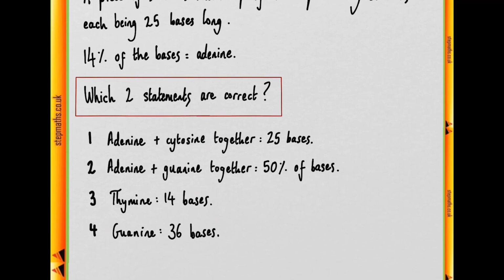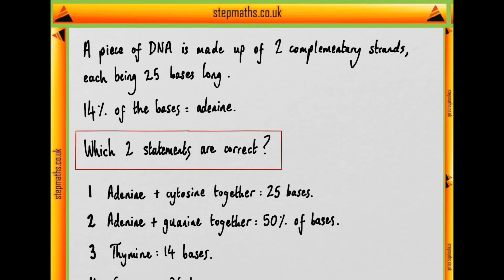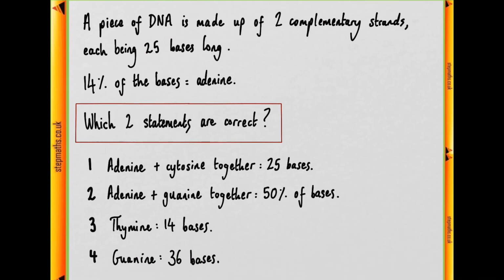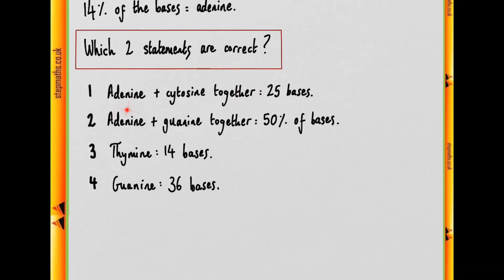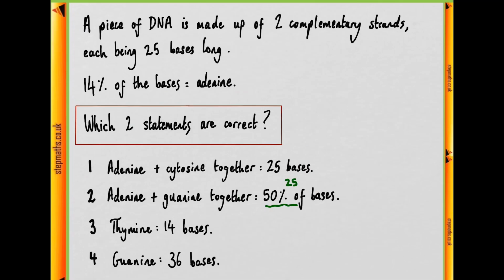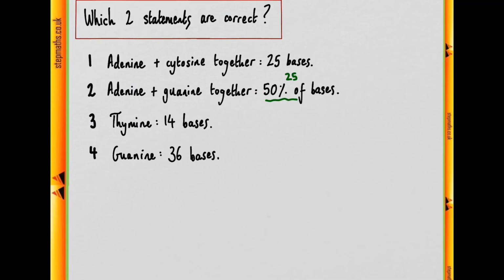So before we get to the statements, we need to think about the information we have. We've got 14% of our bases, and we've got two strands, 25 bases long, that's 50 bases in total, and we need to work out the numbers of each different type of base. The reason we need to do that is looking through our options here, we need to work out the various numbers of adenine and cytosine, adenine and guanine, etc. Also worth noting that 50% of bases is the same as 25 bases, since we have 50 bases in total.